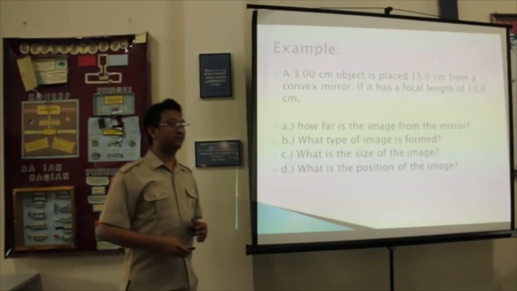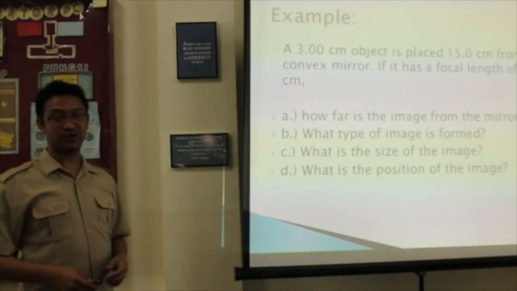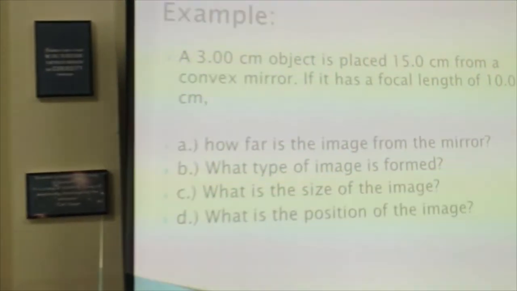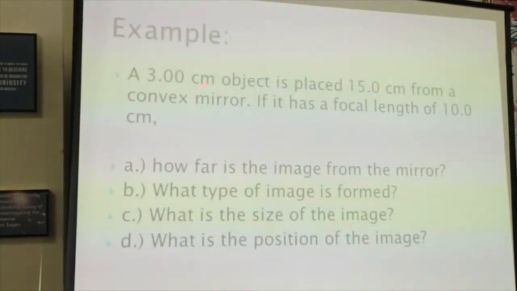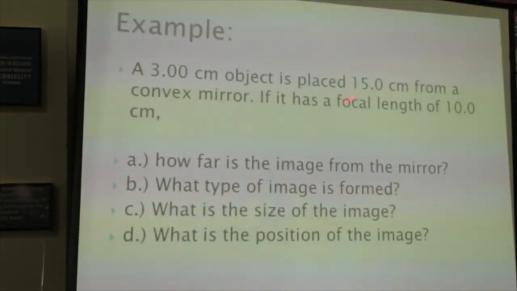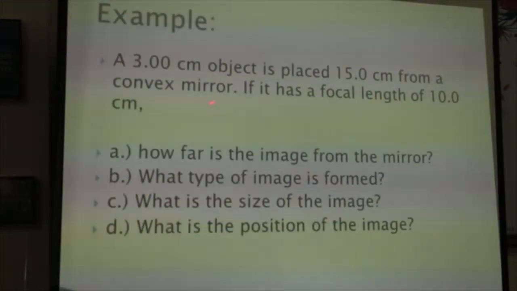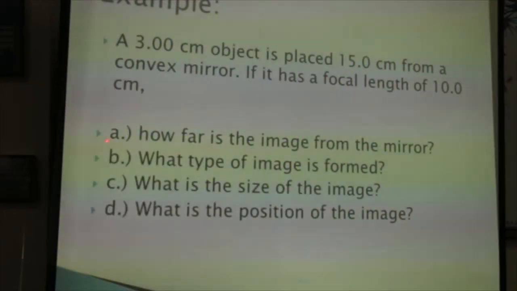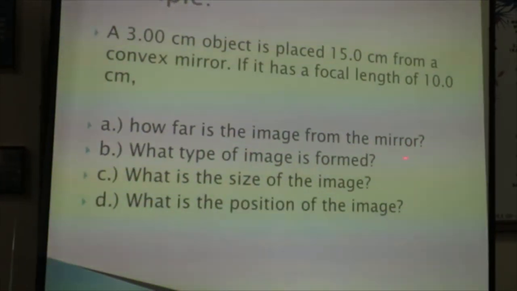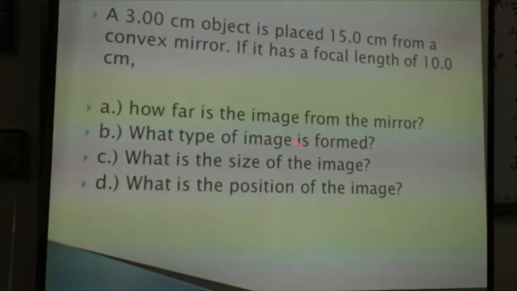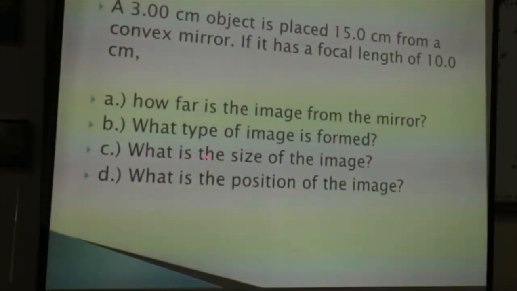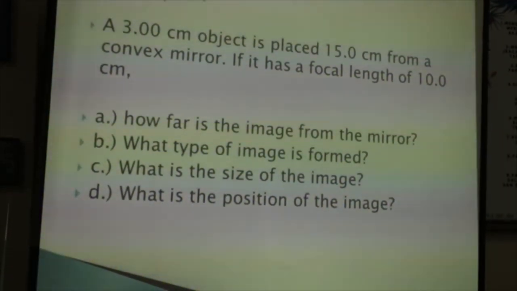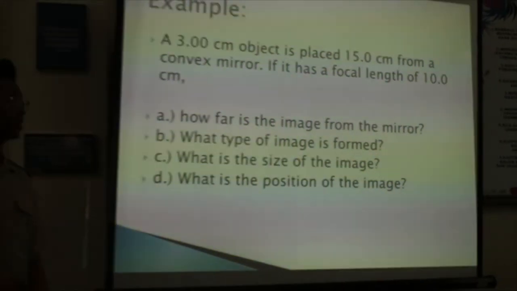Alright, is that done? Let's proceed to problem solving using the mirror equations. Let's take this as an example. Everybody please read. A 3-centimeter object is placed 15 centimeters from a convex mirror. If it has a focal length of 10 centimeters, how far is the image from the mirror? What kind of image is formed? What is the size of the image? What is the position of the image? Let me show you how to calculate.